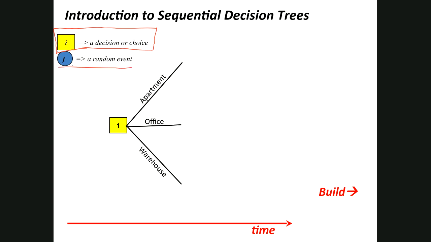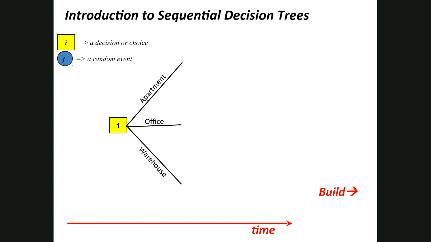And so this same problem that we've been looking at for several lessons now can be represented with a decision tree. And there are 3 steps to this decision tree. The first step is that we're going to build this tree from left to right along a normal sequence of time. Our decision, as we've faced already, has 3 choices. Each one of those choices is represented by a branch of this tree. We could choose the apartment, we could choose to invest in the office, or we could choose to invest in the warehouse.